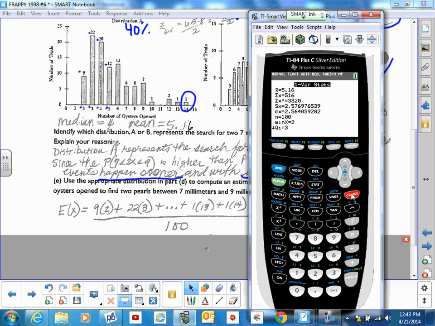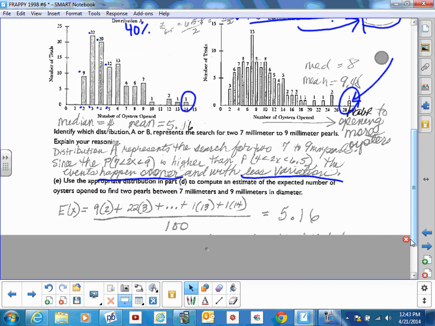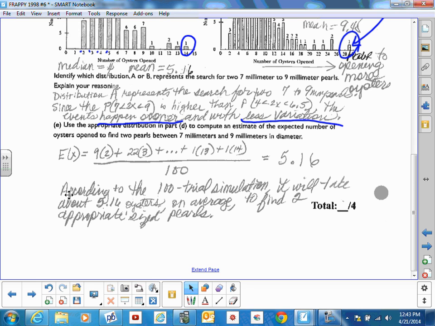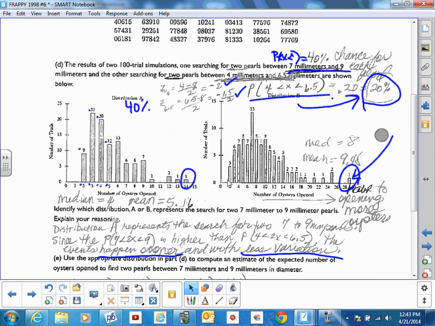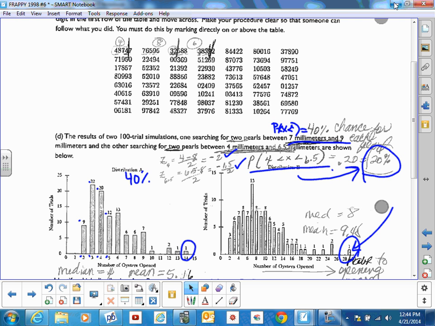So again, here's how I did that. Stat, over to calc, one variable stats. It is just one list I'm calculating. List 1 with list 2's frequencies. And that's how I got it. Okay, ta-da. That's that. What else happened on here? Okay, so according to the Hunter's House, it will take about 5.16 oysters on average to find 2 appropriately sized pearls. All right, so that was a Big Daddy number 6 on the AP test. You know, you have 5 that are kind of regular, and then number 6 takes you above and beyond what you do in your normal everyday learning.